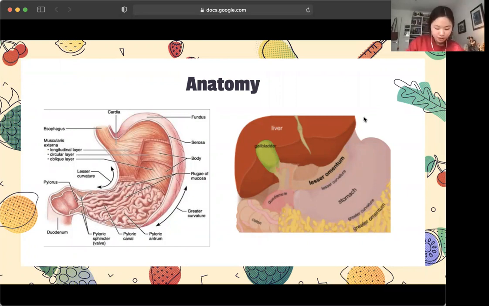We've also got 2 curvatures. We've got the greater and the lesser curvatures. The lesser, it's shorter, obviously, and it's attached to the hepatogastric ligament. It's supplied by the left gastric artery and the right gastric branch of the hepatic artery.